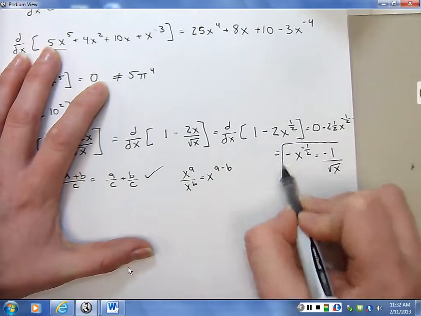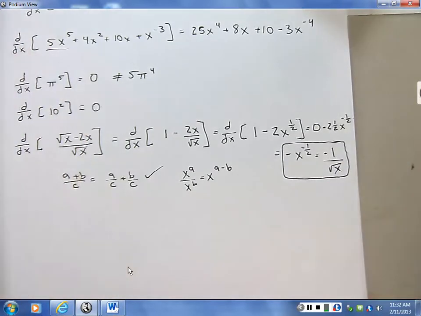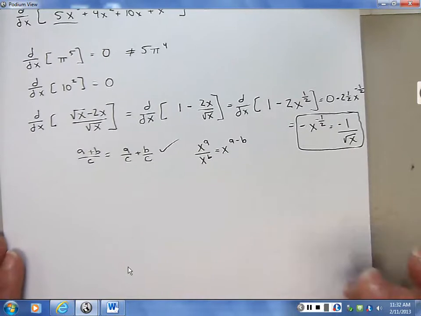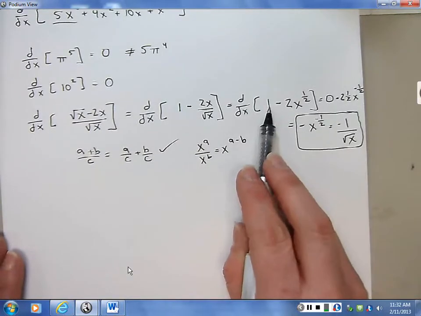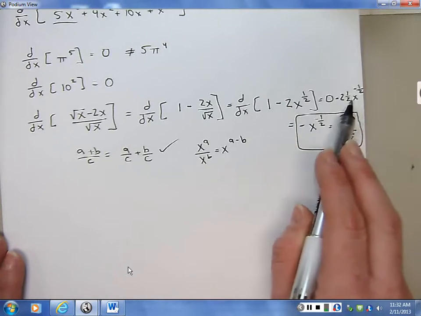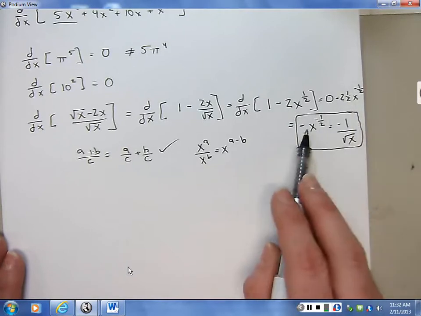But again, multiple ways to write this. So, kind of ran out of room there, but the derivative of 1 is 0. Here I would have 2 times a 1/2, which would then be minus 1, right? Because the negative's there.